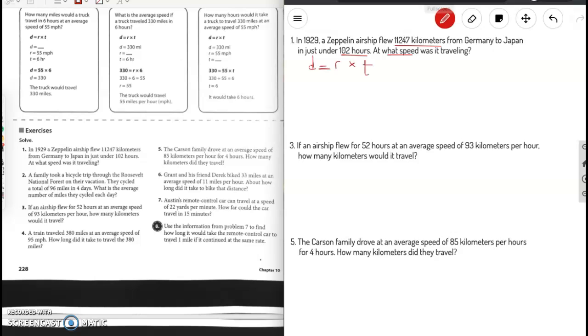Okay, first question. What are we trying to find? Speed. Speed represents R. So we don't know R. What is the distance? How far did the airship travel? 11,247 miles. Good. So we're going to substitute the D. 11,247. Great. And what was the time? How long did it take? 102 hours. So we're going to substitute the T. 102. Now we have a formula. R times 102. What is the inverse operation of multiply by 102? Divided by 102?